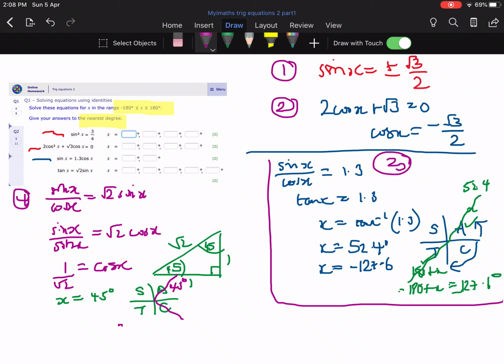So 360 minus 45 is going to be outside of the range, so don't do that. So that means I need to think about the negative. So 0 to here is going to be negative 45. So that tells me that I've got x equals 45 and x equals negative 45.